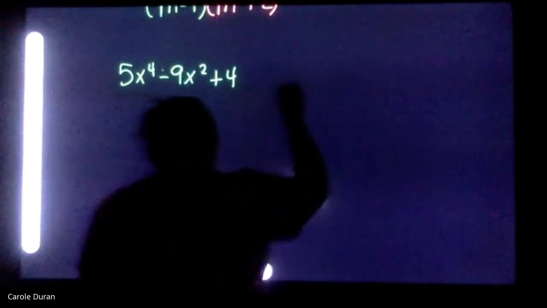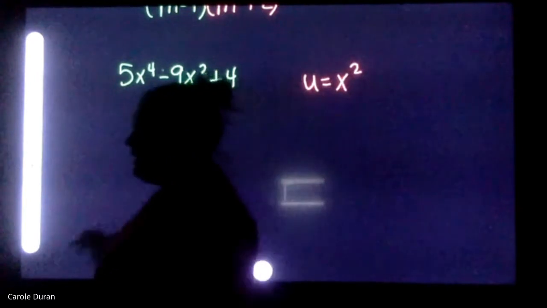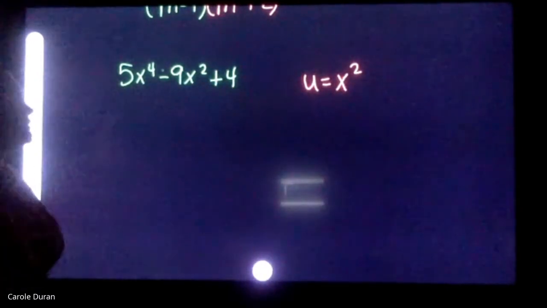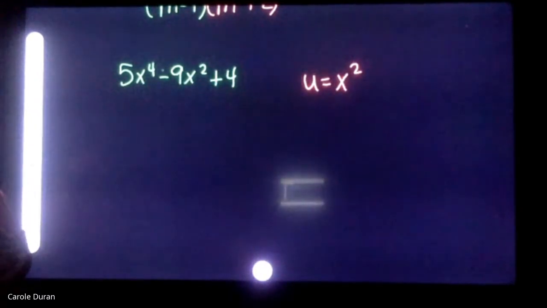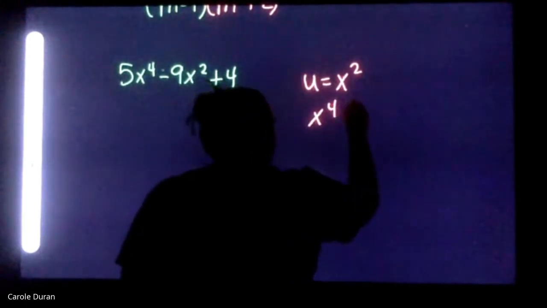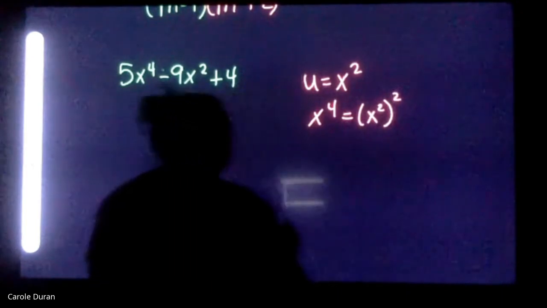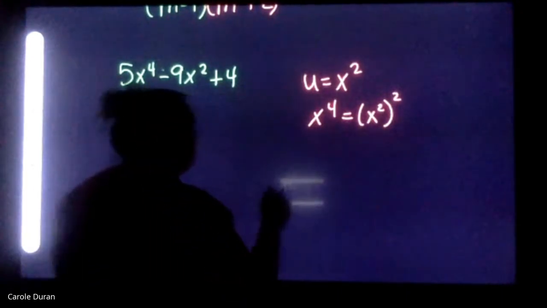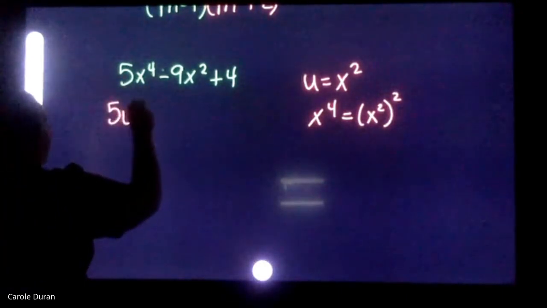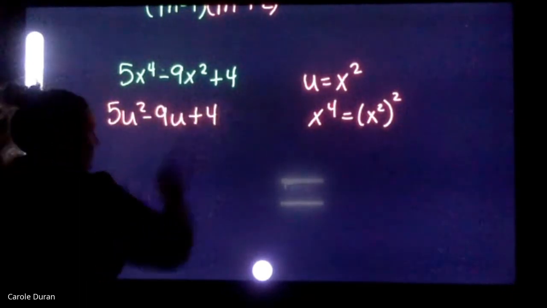We just need to make it look more like a quadratic so I can solve it. To do this, I'm going to use U substitution. So I'm going to take the variable and exponent from my middle term, and I'm going to set U equal to that. So here, U is going to equal x squared. In doing this, I recognize that x to the 4th is the same as x squared squared, which means when I replace the x squared with U, that becomes a U squared, and then 9x squared becomes 9U, and then I have a plus 4 on the end.